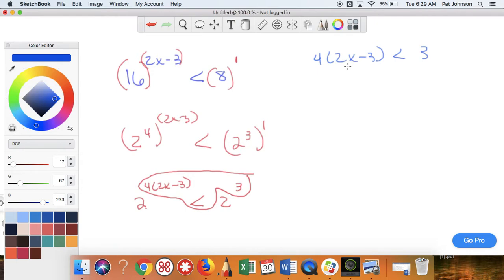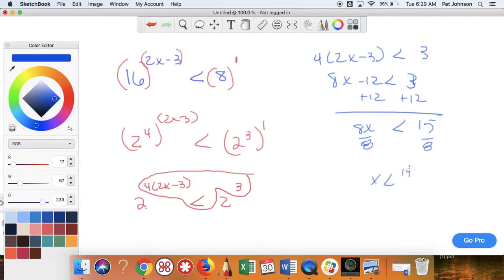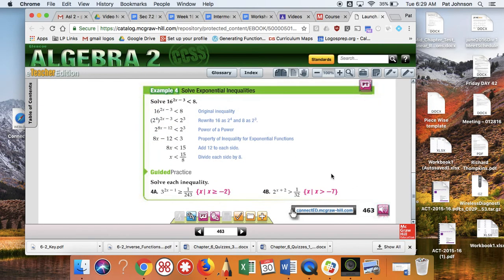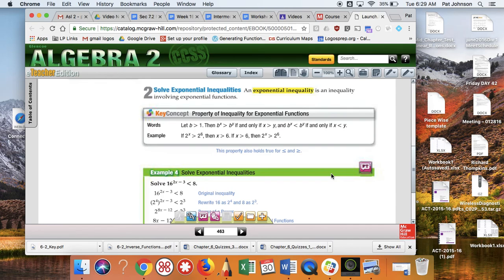And now I can solve for x. This time I'm going to distribute because 4 is not a factor of 3. Then I'm going to add 12, so 15, 8x. And then we'll divide by 8 and divide by 8. So x is less than 15 over 8, if I did the math correctly. And I did. All right, so there's your answer. Inequalities are pretty easy. So do the example problems, and we will see you in class.